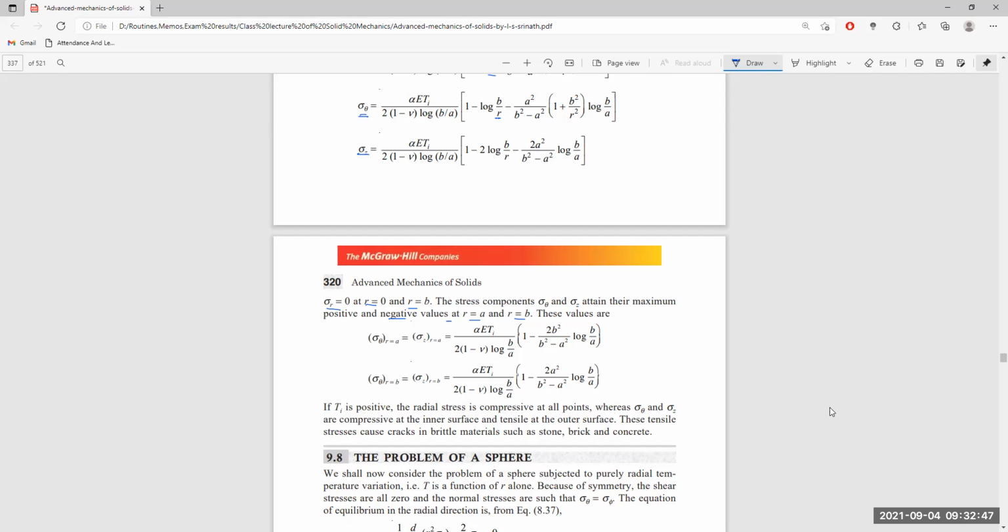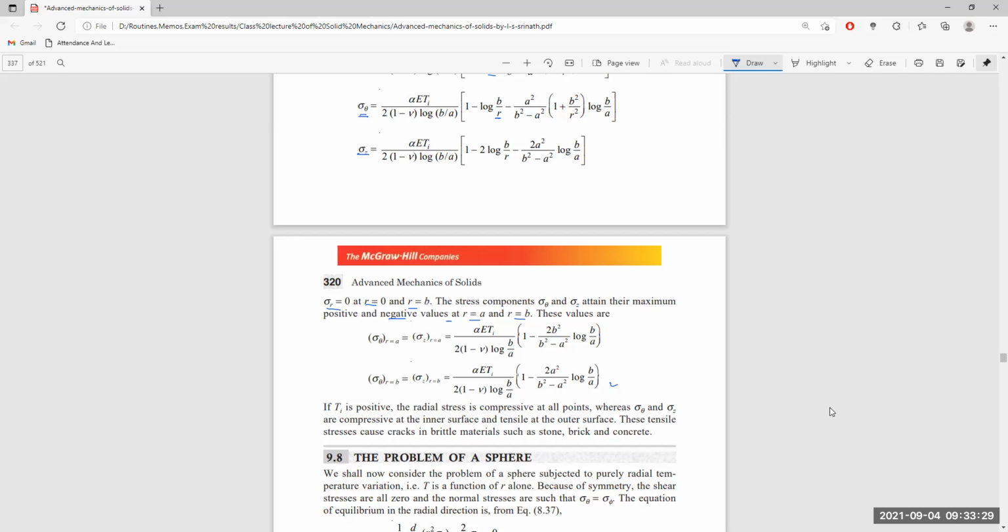So for sigma, we put the respective values of r equal to a here and r equal to b. When r is the radius at the innermost area, we put r equal to a and the whole equation will take this particular form, and for r equal to b, the radius at the outer portion of the cylinder, the whole equation will take this particular form itself. If Ti is positive, meaning temperature is increasing, the stress is compressive at the inner surface and tensile always at the outer surface itself.